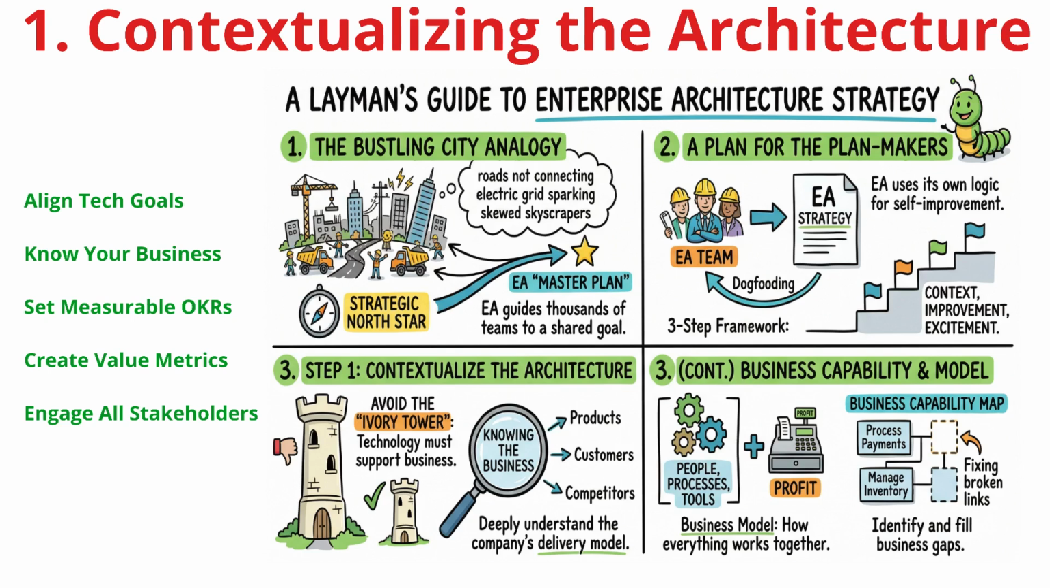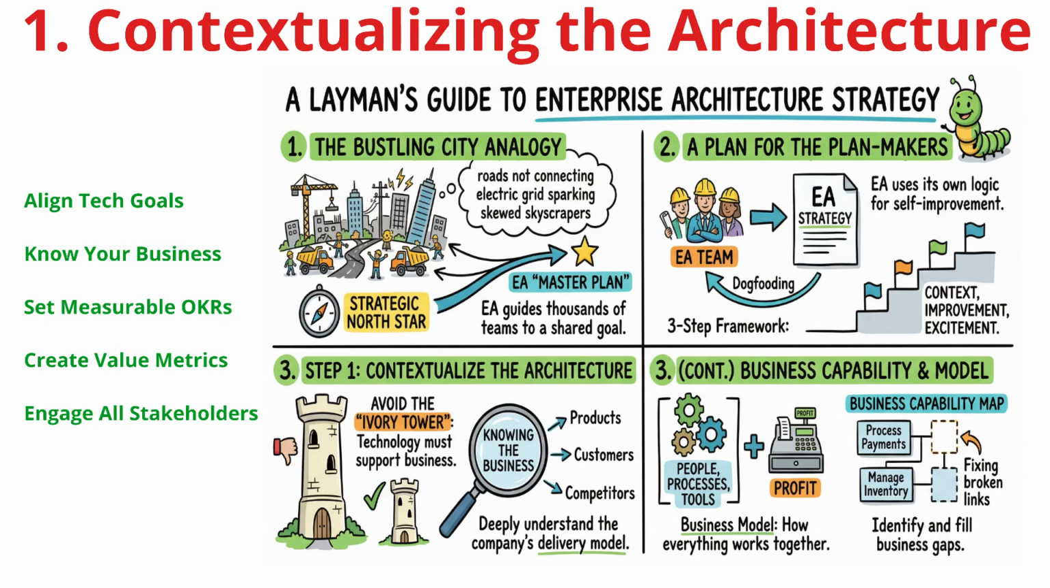But even the plan makers need a plan. That's EA strategy, a blueprint for the architects themselves, forcing them to dog food, or use their own logic, for self-improvement. Success follows a simple 3-step framework. Step 1 is context. We must leave the ivory tower.